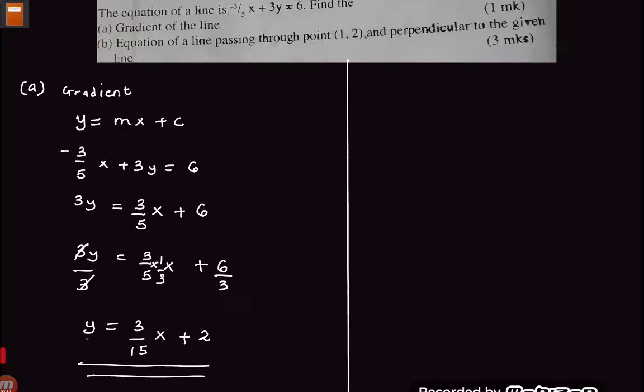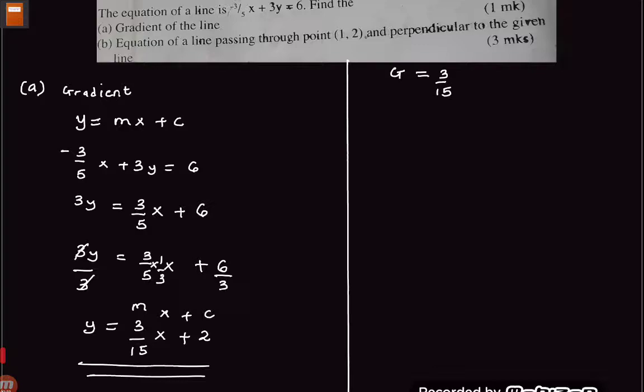Because we have managed to write y alone on one side, then on the next side we have mx plus c. So this is our m, this is x plus c. M is the gradient. So it means that we can now get the gradient directly: the gradient is equal to 3 over 15.